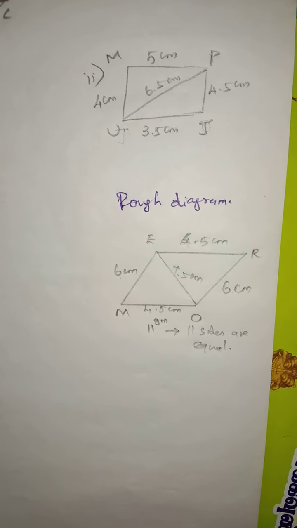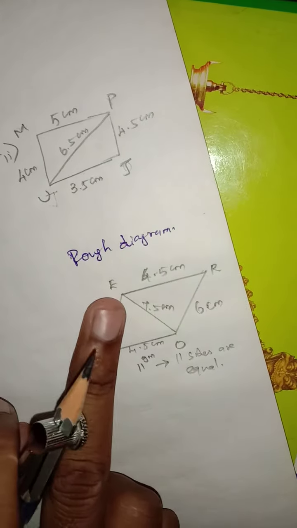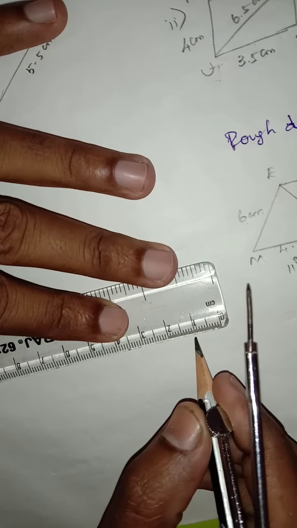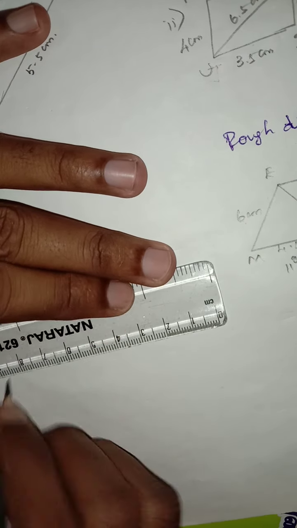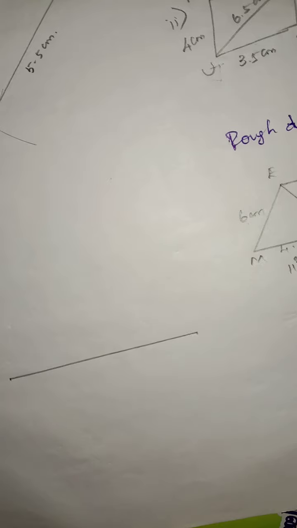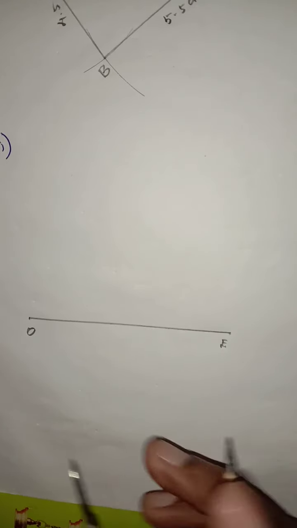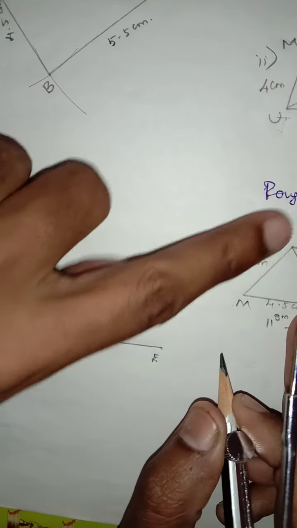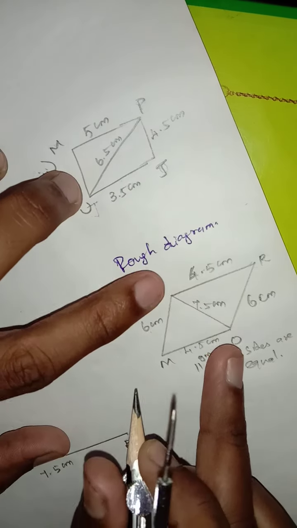Like the previous question, if a diagonal is given, take that as the base, then it will be easy for you. Here the diagonal is OE. OE is 7.5 centimeter. Again I am telling, only to draw the baseline we use the scale directly. Otherwise you should not use the scale directly. Instead you use the compass and draw an arc, then only you will get the exact shape. So we have drawn OE as 7.5 centimeter. Then the upper side and lower side, so you will get a diagram like this.